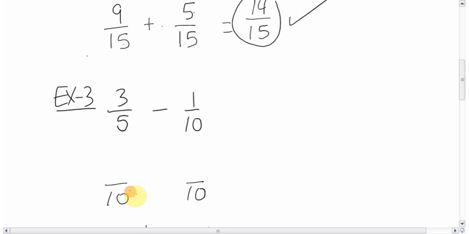How do we make 5 into 10? We times it by 2. Do the same to the top. 3 times 2, 6. We subtract. It's already 10, so we just leave it as 10. So we leave the top as 1.